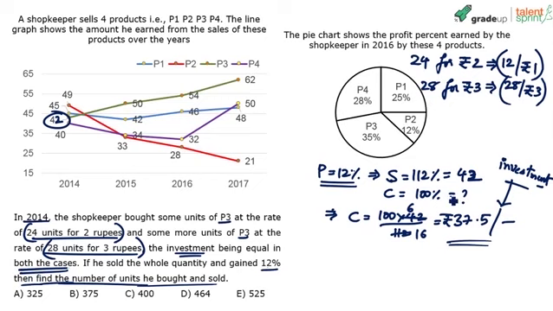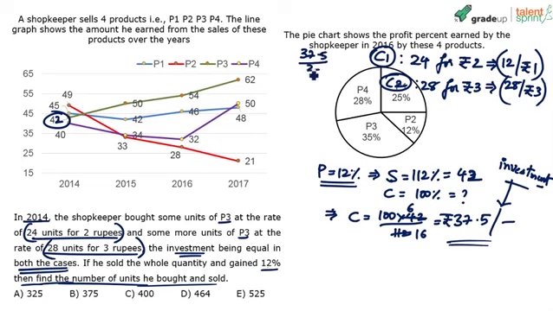See, I know that the total investment is 37.5. This is case 1, let's say, and this is case 2. The total investment is 37.5, and he has invested equal in both the cases, which means case 1's investment will be 37.5 by 2 and case 2's investment will also be 37.5 by 2. So how much has he spent in case 1?